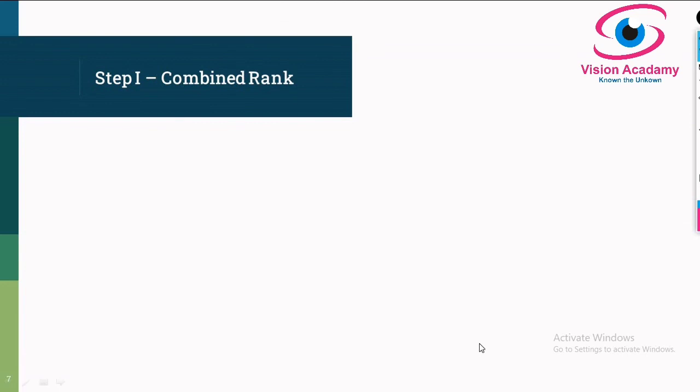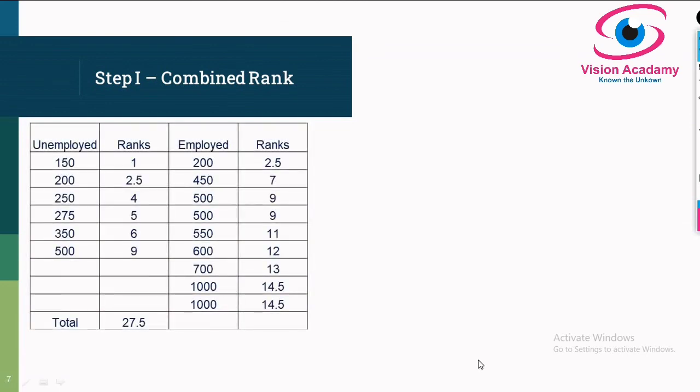After ordering in ascending order, we'll go for rank, that is combined rank. For combined rank, we have to consider the data in ascending order. So here I have given rank for combined rank. For that I will show you the working note. Look from lowest to highest. First positional data is 150. There is no other 150 in either the employed or unemployed category, only one.